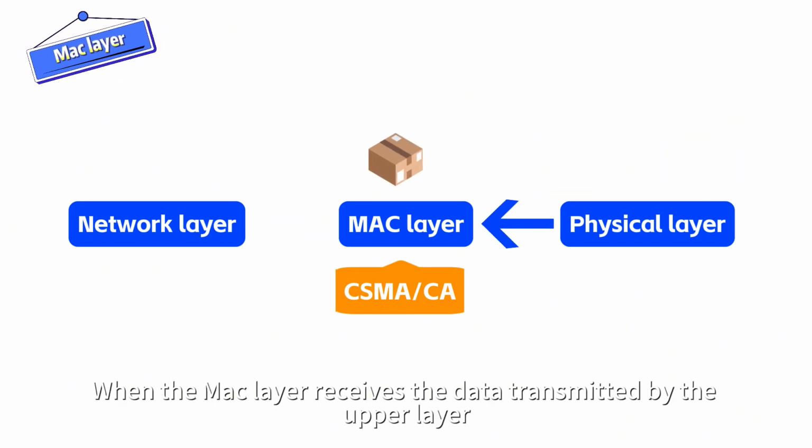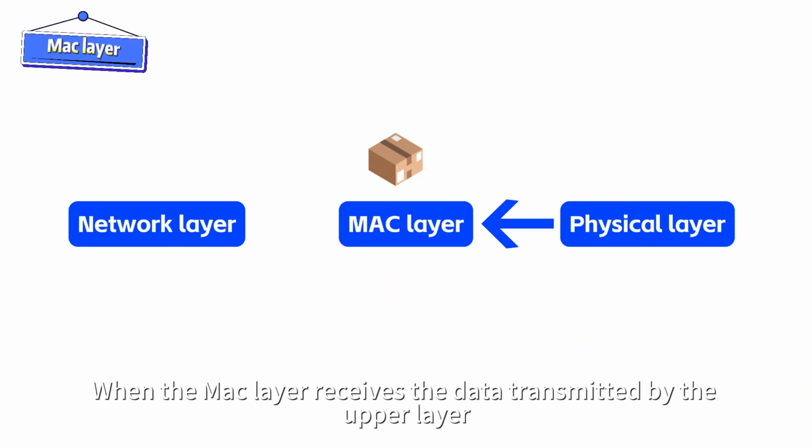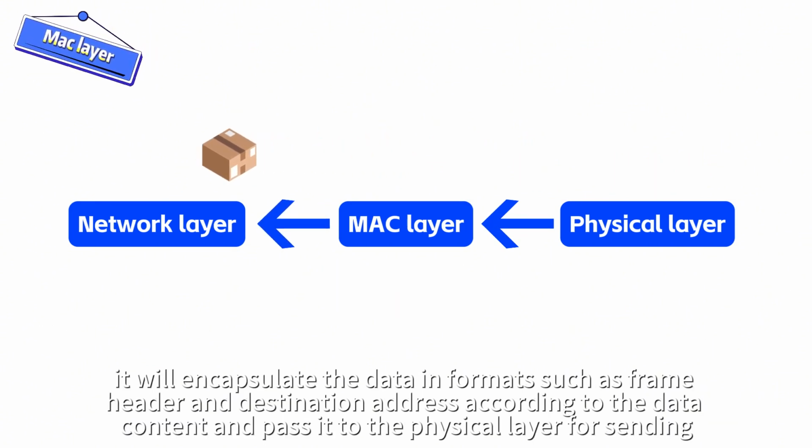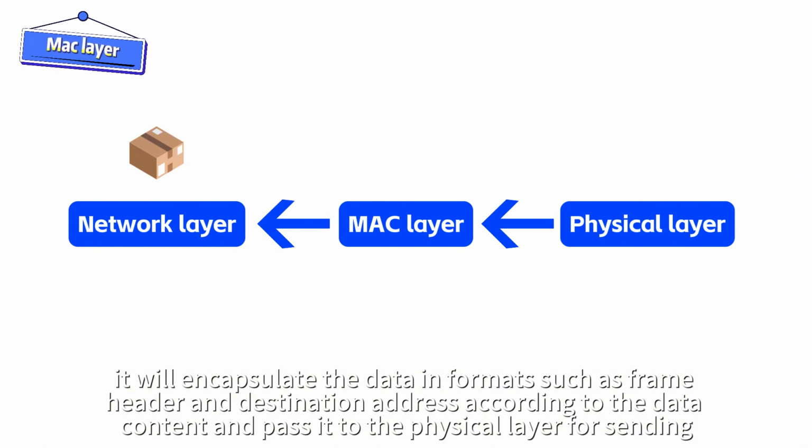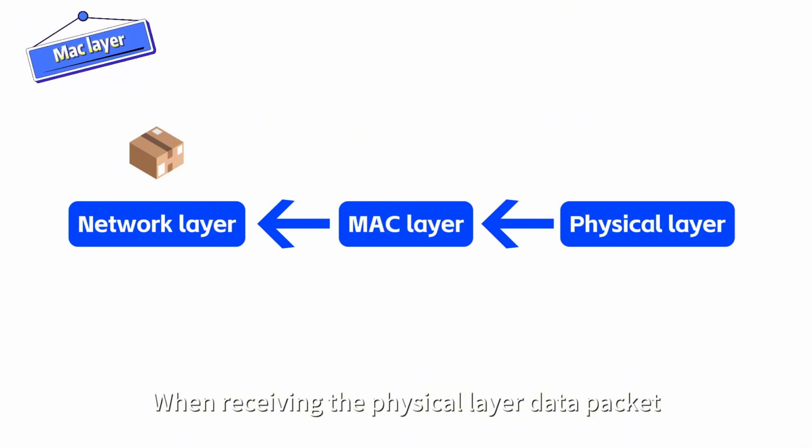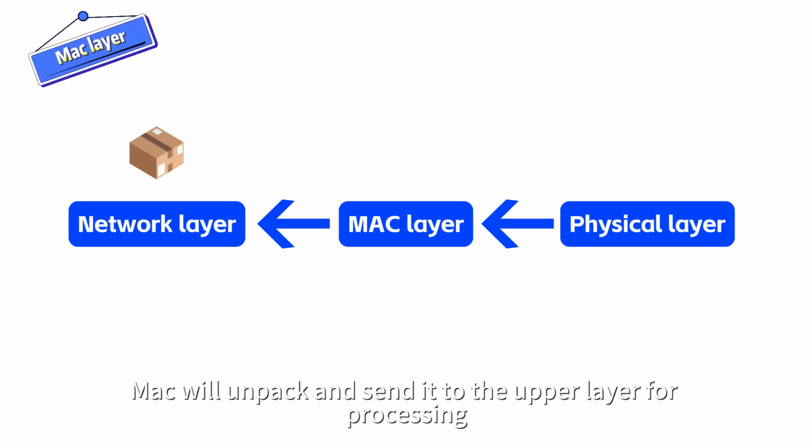When the MAC layer receives the data transmitted by the upper layer, it will encapsulate the data in formats such as frame header and destination address according to the data content and pass it to the physical layer for sending. When receiving the physical layer data packet, MAC will unpack it and send it to the upper layer for processing.